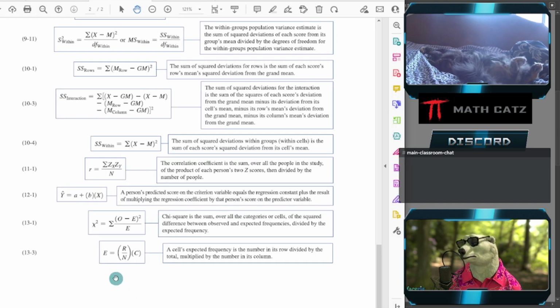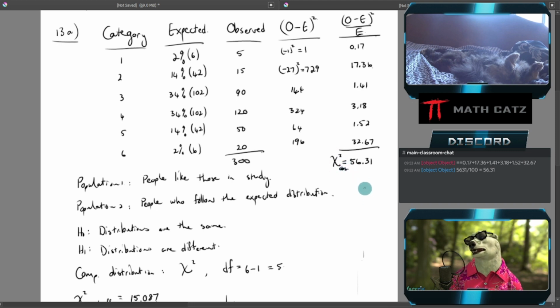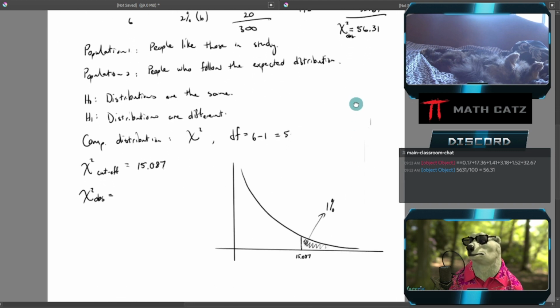Remember, we have our formula. We add them up. So let's do that in the chat. 0.17 plus 17.36, 1.41, 3.18, 1.52, 32.67. And we get 56.31. This is our chi-squared statistic. 56.31.